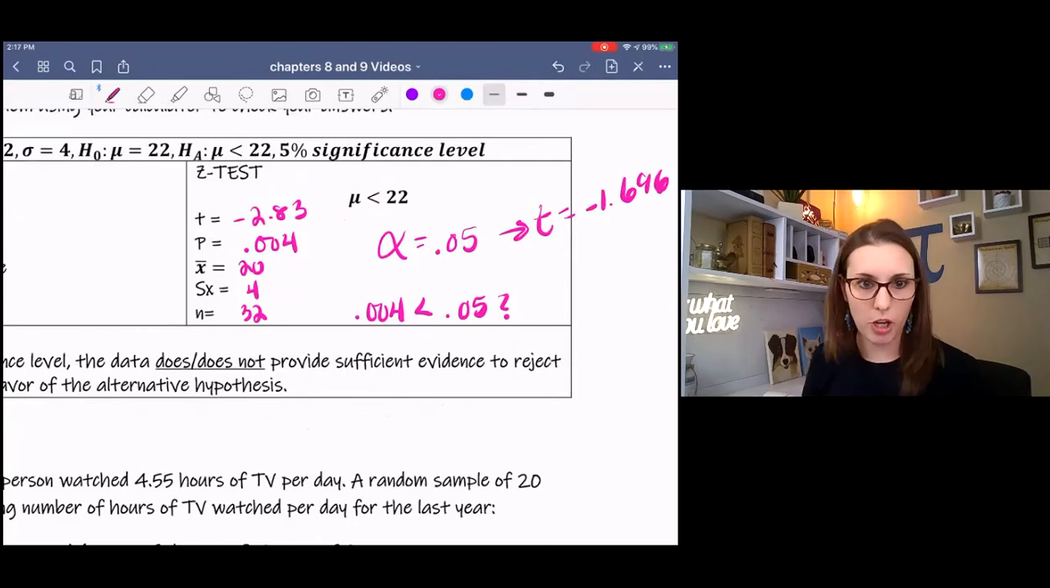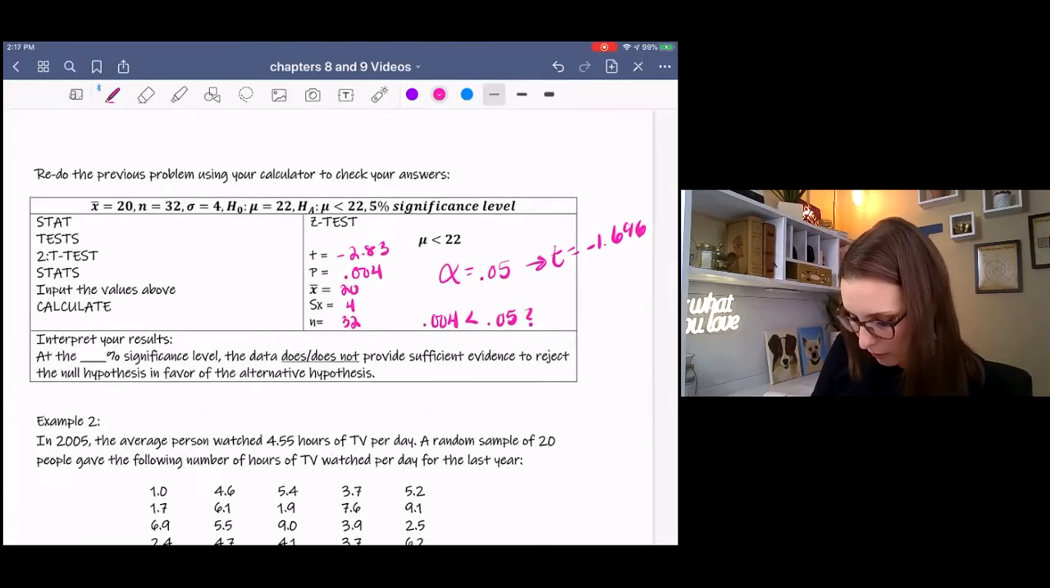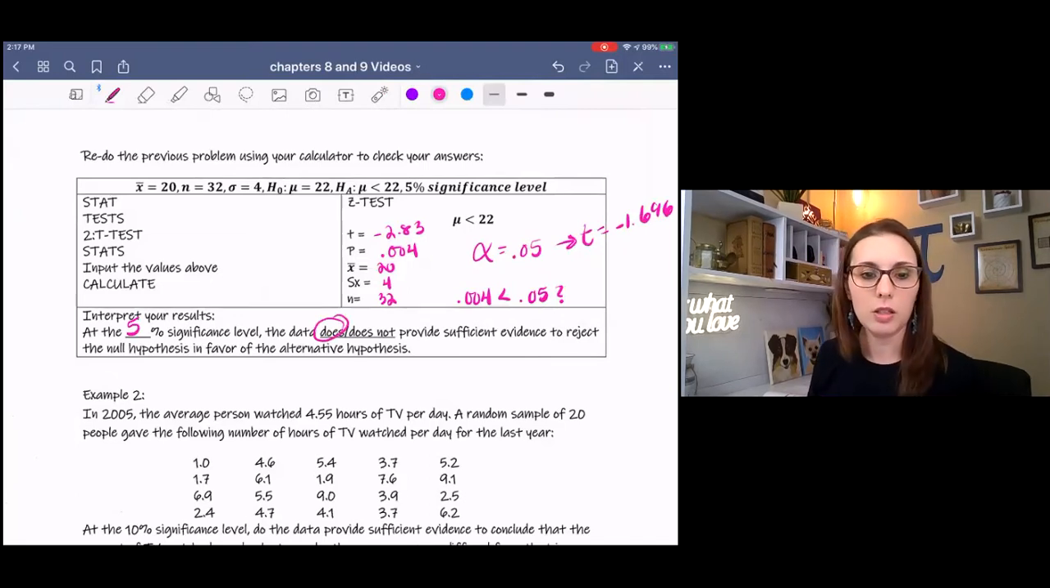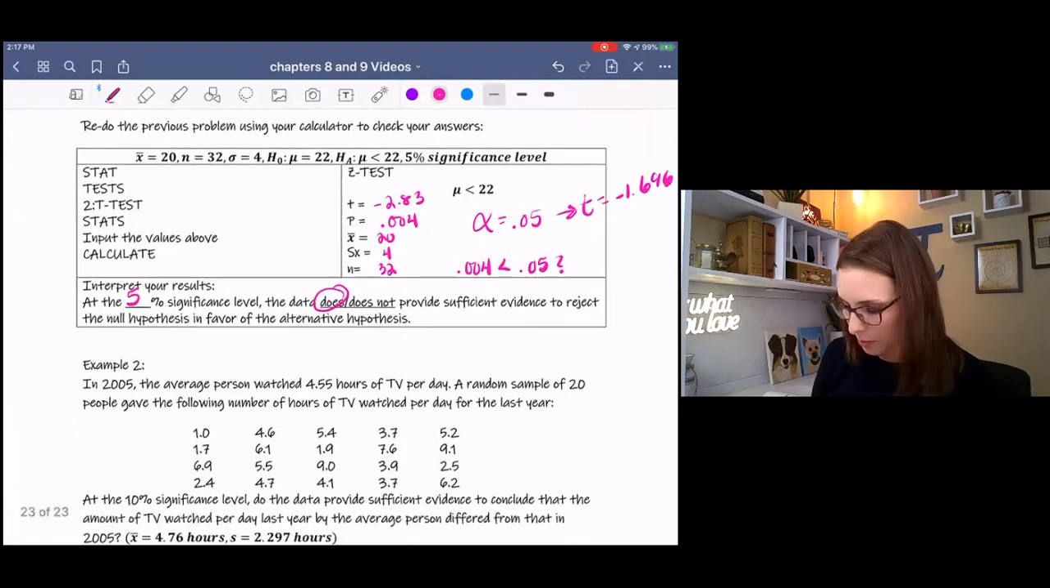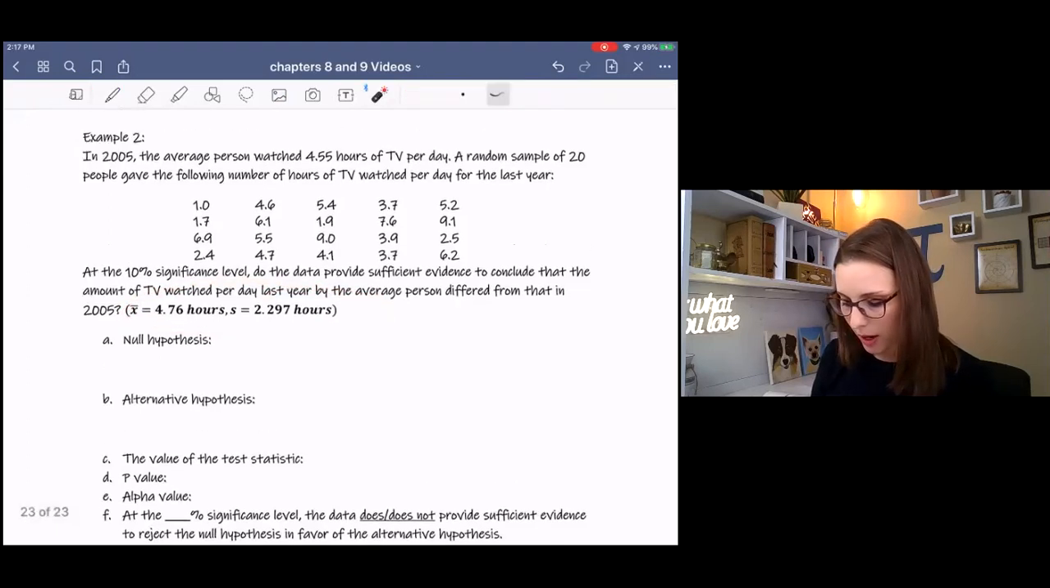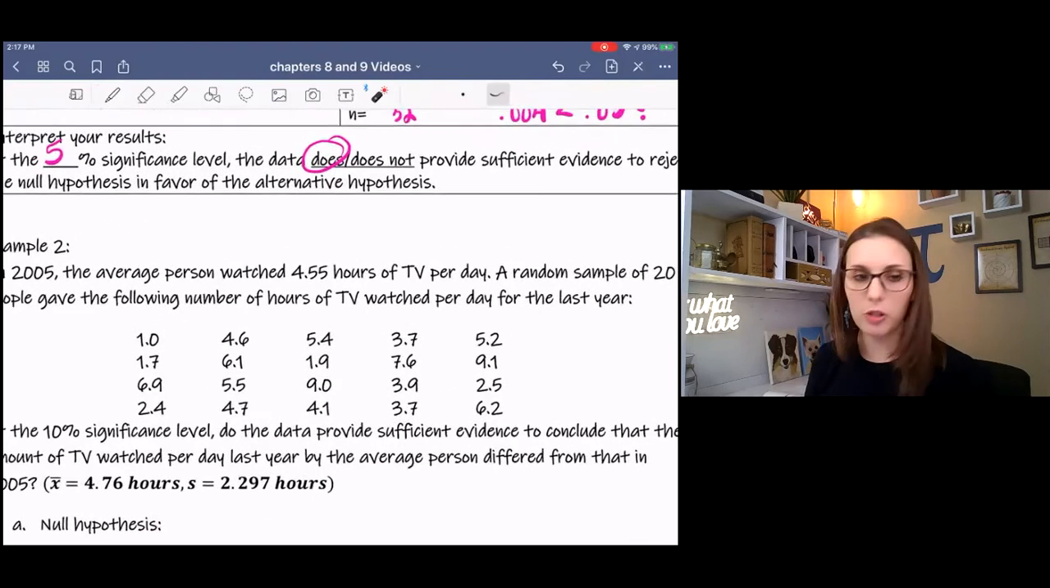And it's still reject. So at the 5% significance level, we do provide sufficient evidence to reject the null hypothesis. This last example here, I actually ended up giving you the information you needed, but let's pretend like this was all you were given.